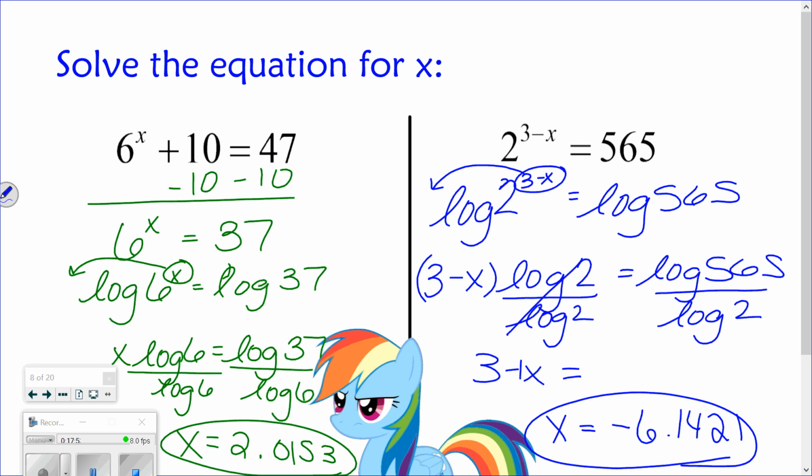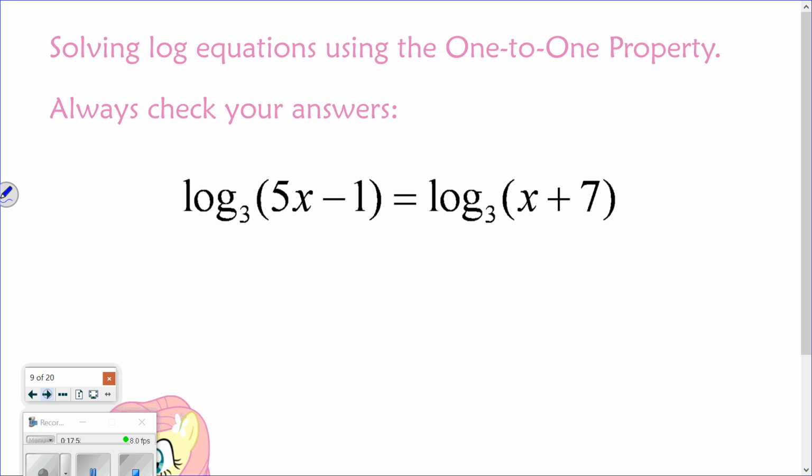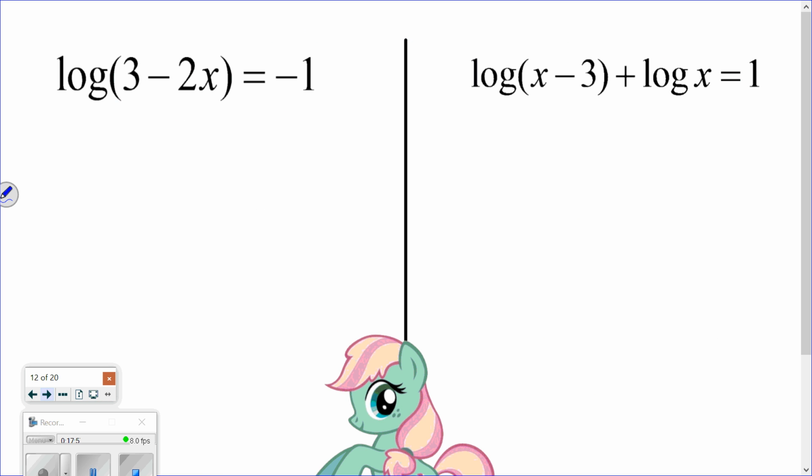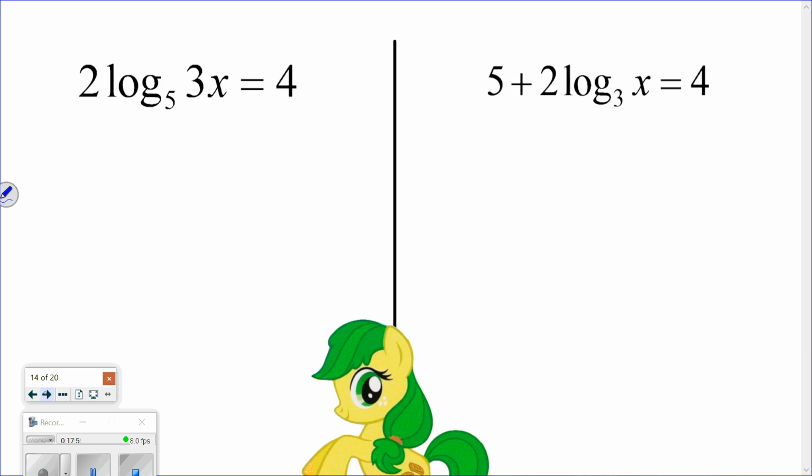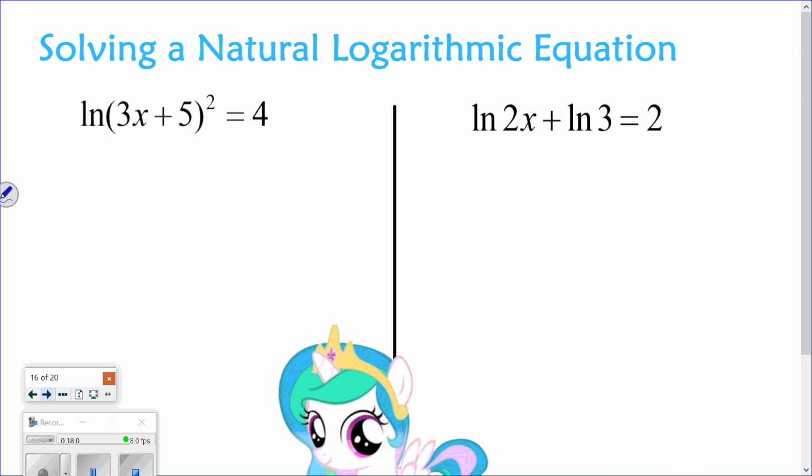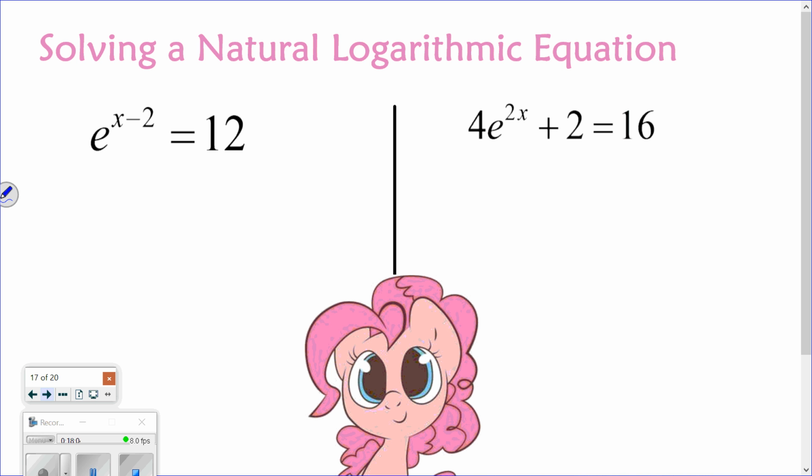All right, so we're going to kind of skip and jump a little bit here. Let's jump all the way back to the last page of your notes, because the other stuff's kind of switching gears, and I'll save that for tomorrow. We're going to go to solving a natural logarithmic equation.